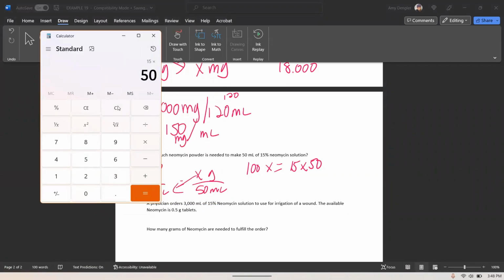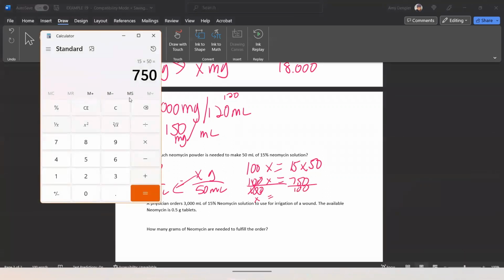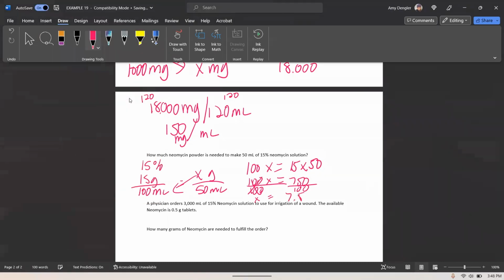So 15 times 50 is 750. We want to get x alone, so we need to divide each side by 100. We got x alone, now we have to divide each side by 100 to make it even. So 750 divided by 100 is 7.5 grams.